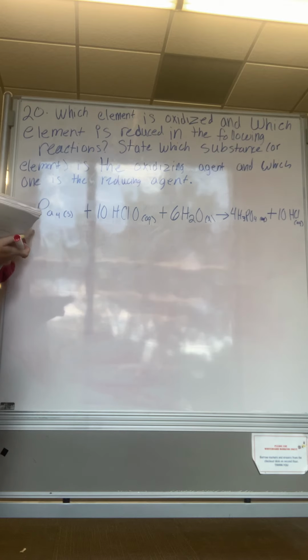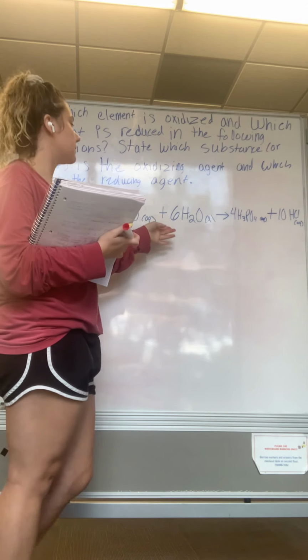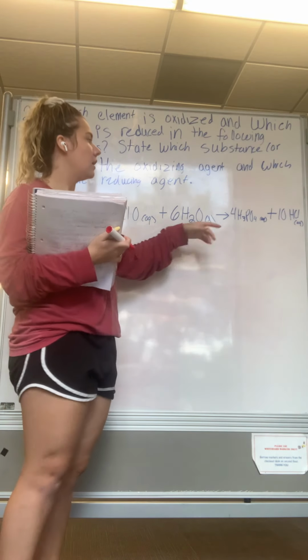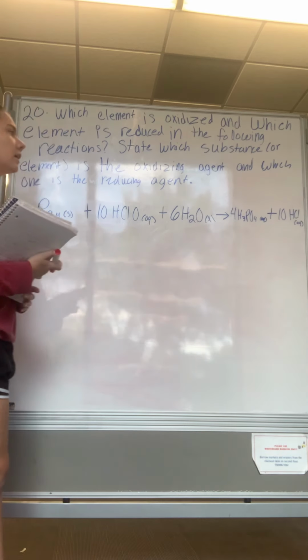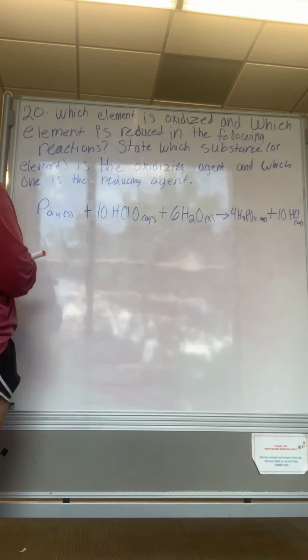So we have the equation here, P4 solid plus 10 HClO aqueous plus 6 H2O liquid produces 4 H3PO4 aqueous plus 10 HCl aqueous. So first we need to find all the oxidation numbers, and we have to memorize those, and there's a table with the numbers on it and rules.